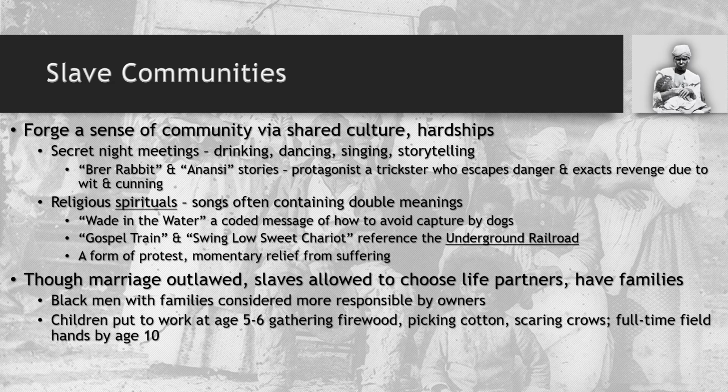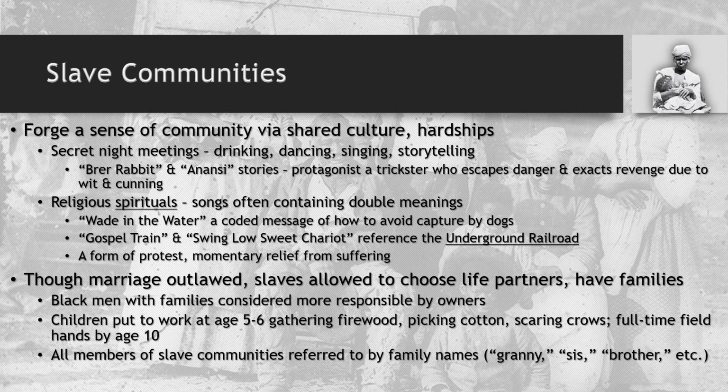And when it comes to children, those who managed to survive infancy would be put to work as early as the age of 5 or 6, and perhaps even as young as 4, gathering firewood, picking cotton, scaring away crows in a field, and became full-time field hands by the time they reached 10 years old. And all members of slave communities typically referred to each other by family epithets. Okay, so the terms granny, sis, brother, father, mother, etc.